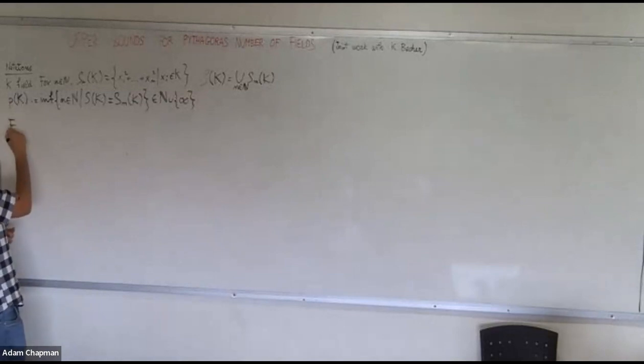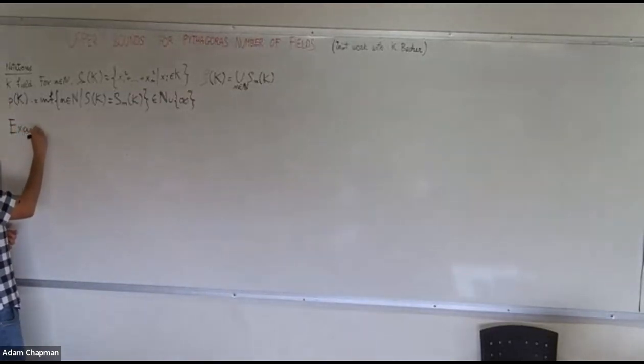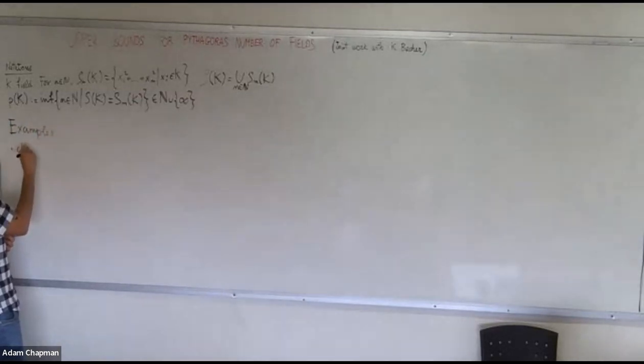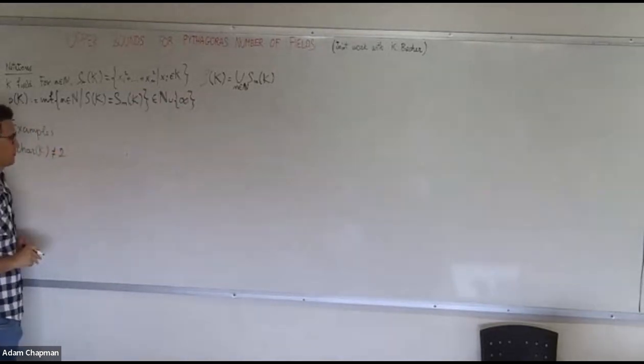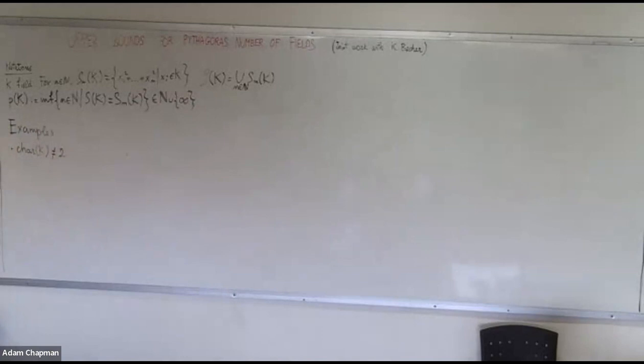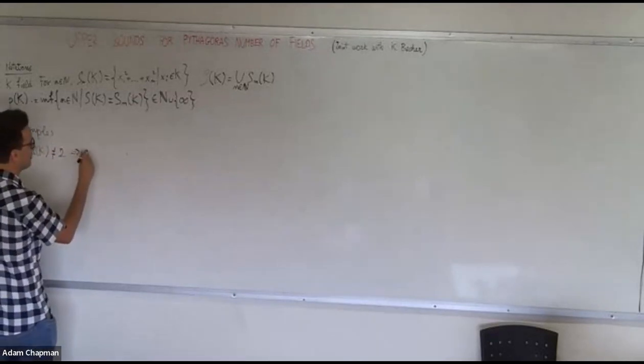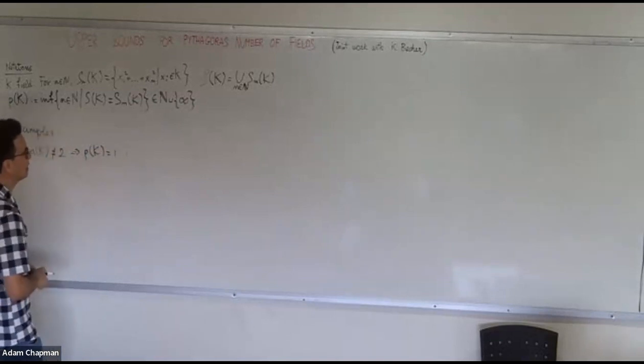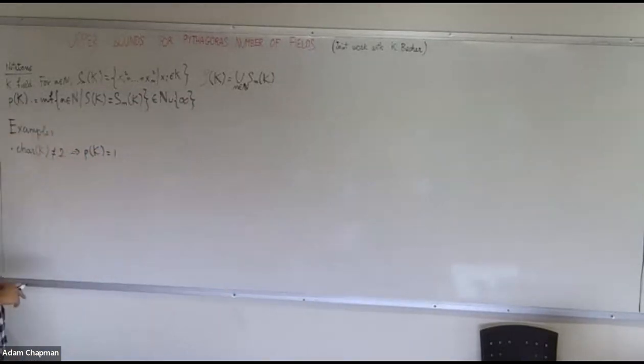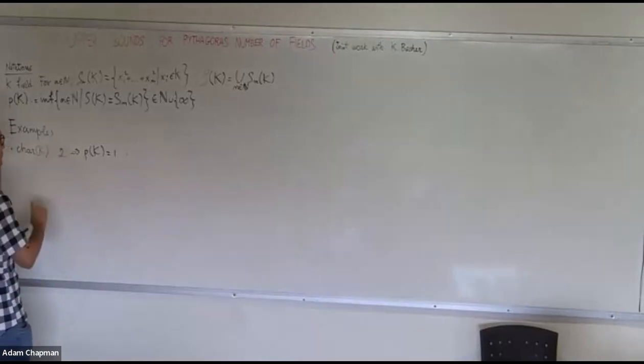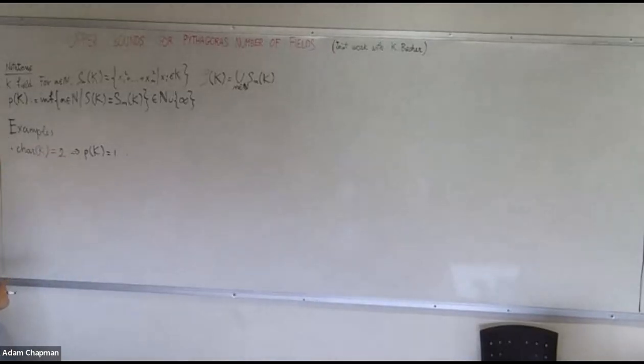So let me remark immediately that for fields of characteristic 2, we have the so-called freshman's dream, which allows us to write any sum of squares as just a square. So the Pythagoras number is always 1, and there's nothing to work on. You mean characteristic equal to 2, sorry. So I will work with fields of characteristic different from 2.